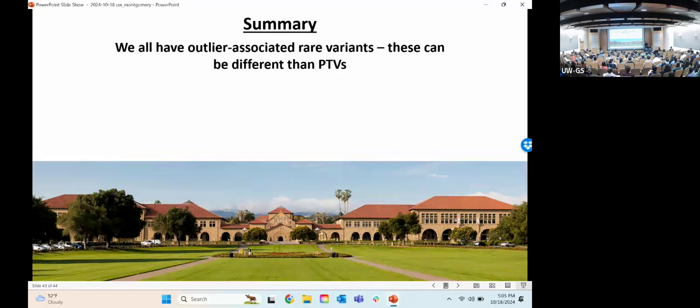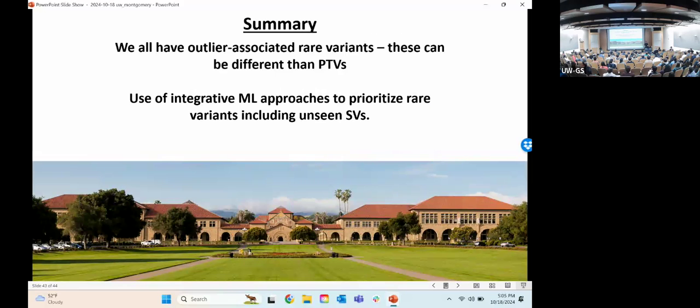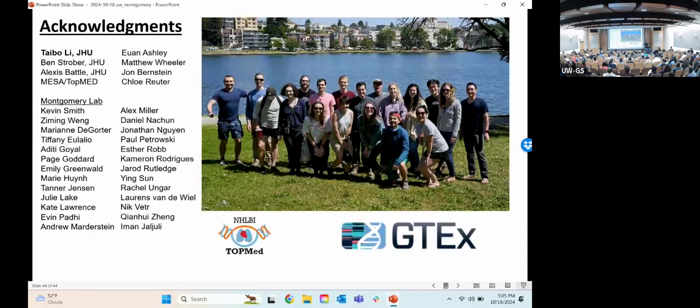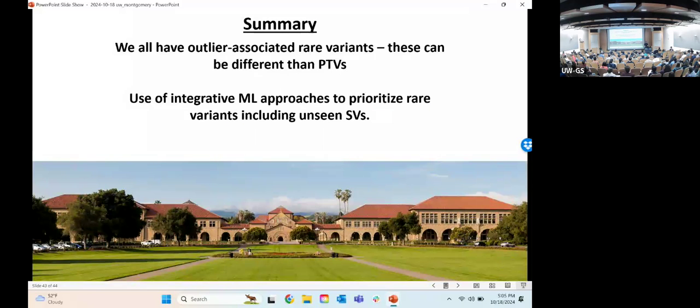We all have these variants. Many of us don't know which ones they are. I don't know what mine are. But again, I think these integrative approaches are what we need to be able to interpret new types of variation and move us forward.